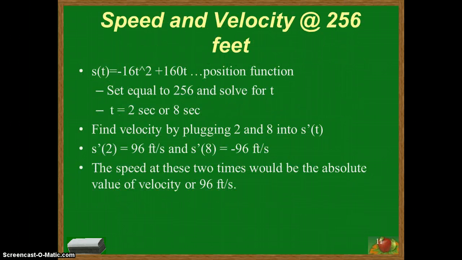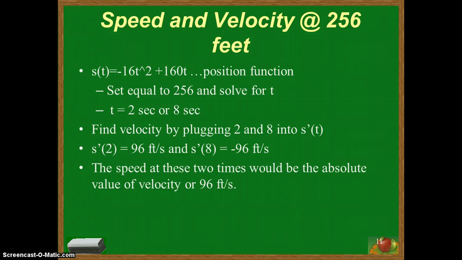To find the speed and velocity at 256 feet, all we do is we take our position equation, set it equal to 256, because that's how far it will have gone, and solve for t. In order to do this, you need to rearrange this equation, set it equal to 0, and then find the roots of the equation by using your old friend, the quadratic equation. Once you do this, you find that this equation, when set equal to 0, will equal 0 when t has a value of 2 or 8 seconds.